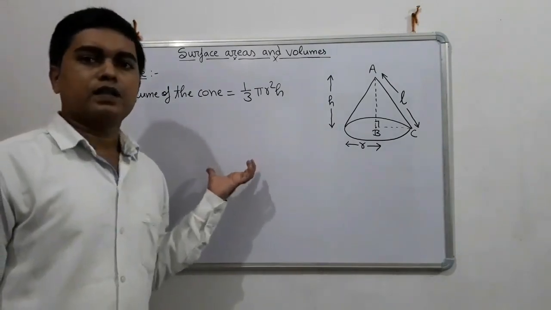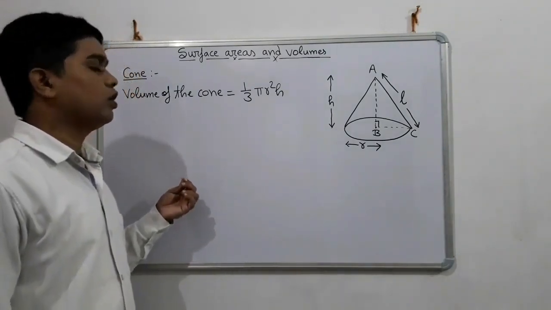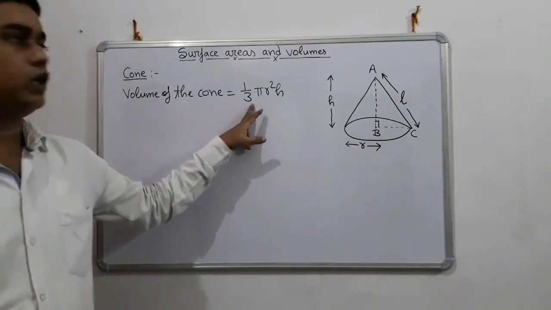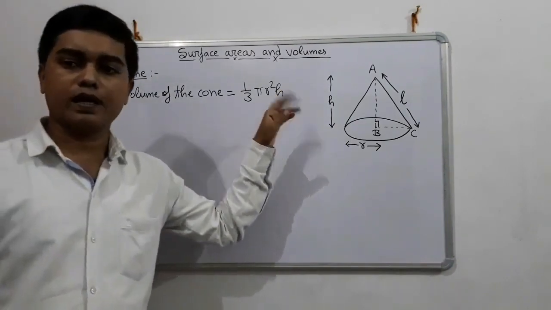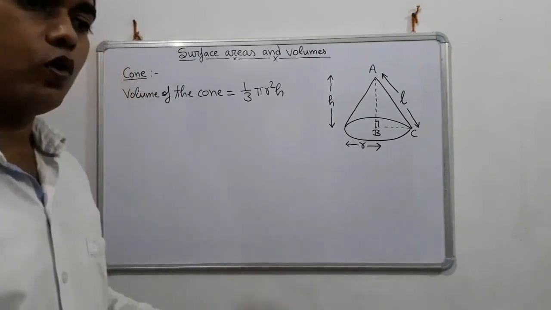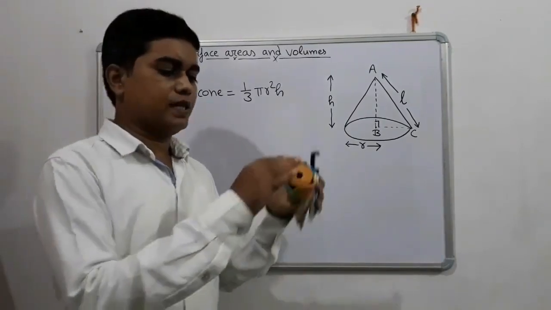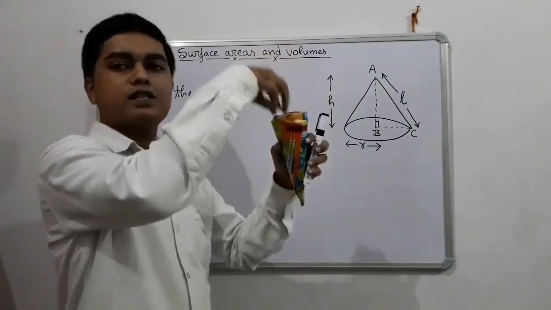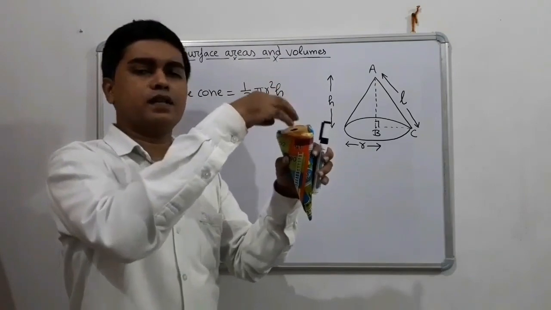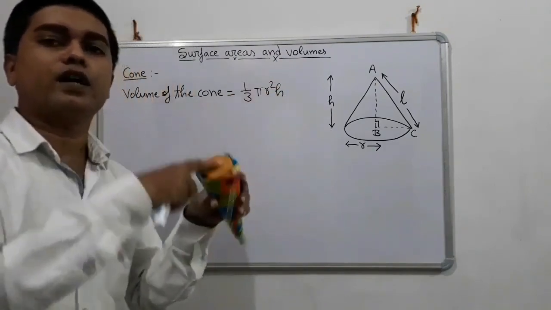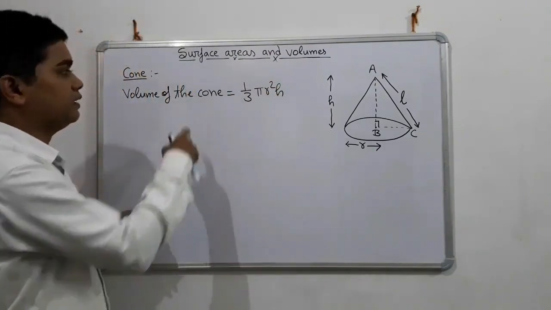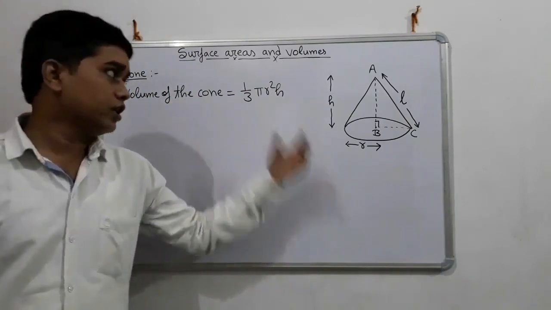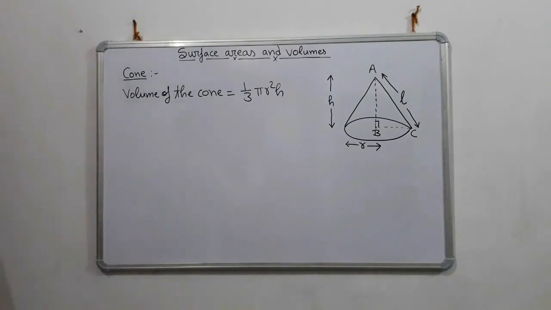Children, now we will find the formula for volume of cone. So volume of cone is equal to 1 upon 3 pi r square h. What is volume of cone? It means how much space is there inside the cone, that is the volume of the cone. And the formula for finding the volume of cone is 1 upon 3 pi r square h cubic unit.